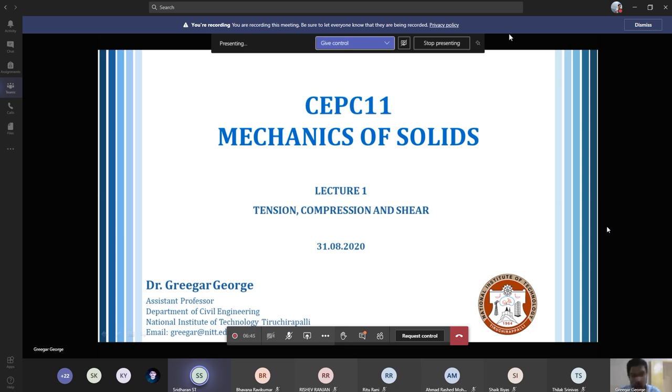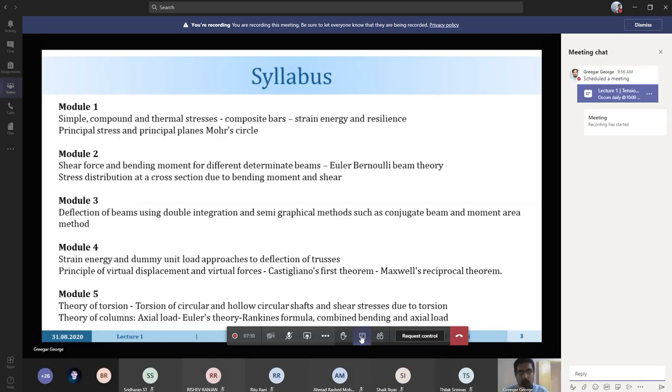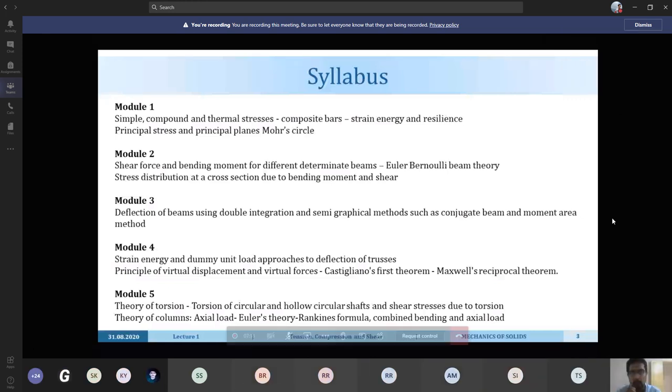Before going to that, this is what I am planning today. We will have an outline of this course with some introduction, and I will explain what normal and shear stress are, what strain is, and some numerical examples. If you have any doubt in between, you can stop me and ask. No issues in that. So this is the syllabus. I think you have this data, right? The syllabus, references, learning objectives, the course outcomes, etc.